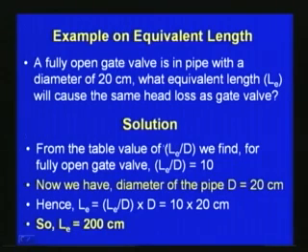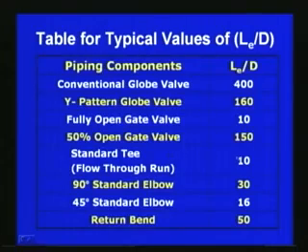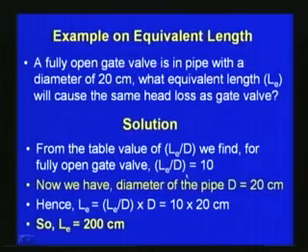So from the table we can see that LE by D corresponding to the fully open gate valve is 10. So LE by D is equal to 10. Since the diameter is already given as 20 centimeter, the equivalent length LE is equal to 10 into D, so 10 into 20 centimeters, which will give the equivalent length of 200 centimeters. So equivalent to this fully open gate valve, we will have an equivalent length of 200 centimeter pipe wherever this fitting is placed.